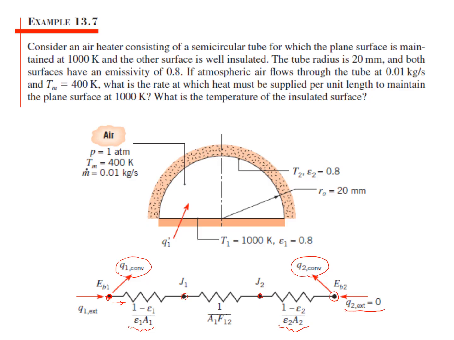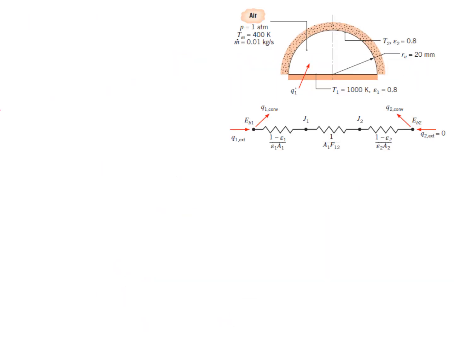So in our circuit, we have radiation between surface 1 and 2, but then on the two surfaces, we're also assuming that there's convection heat transfer. So now I need to calculate the external heat that enters the circuit in order to see how much heat I need to provide to the heater in order for it to remain at 1000 degrees Kelvin.